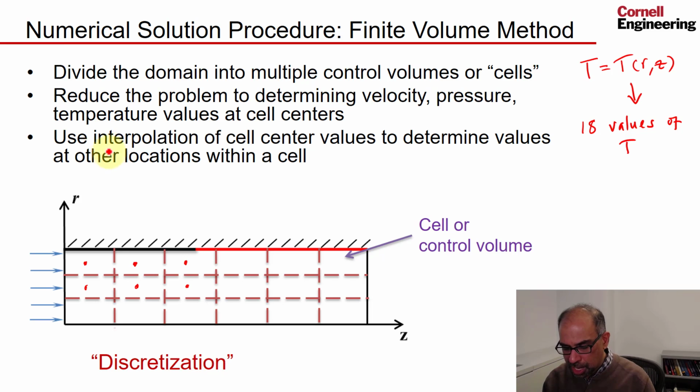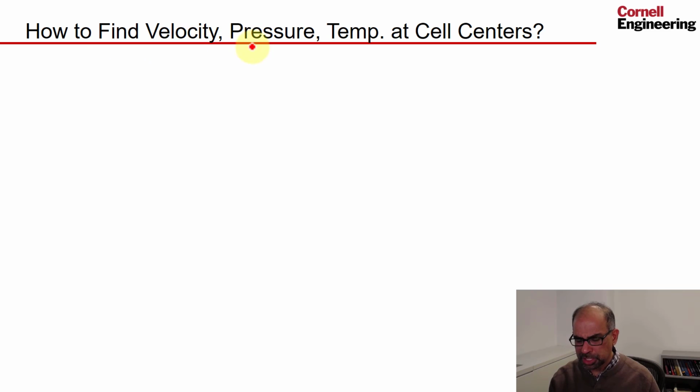And then I'll use interpolation of cell-centered values to determine values at other locations within a cell. So for instance, if I want to know the value over here, which is halfway along this face, I'll just interpolate the neighboring cell center values, and the simplest case would be just taking an average of those two values. Okay, so you have discretization and you have interpolation. So then the crux of the problem is, how do I find velocity, pressure, temperature at the cell centers? By the way, this is the cell center flavor of the finite volume method. You also have the node center or the vertex center method. Now Fluent uses the cell-centered method.